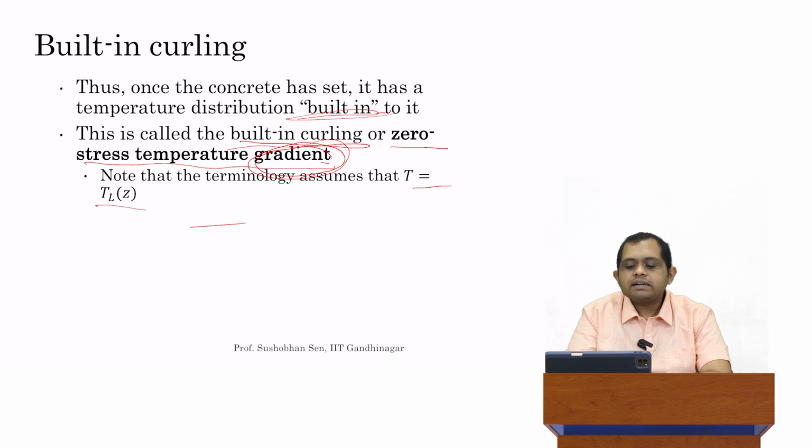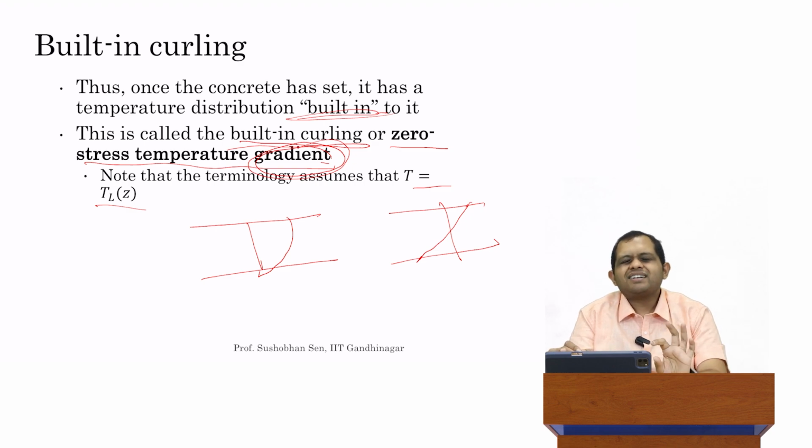So built-in curling is a general term. It means that at an early age, we had some non-linear distribution that was built into the pavement. When we say zero stress temperature gradient, we are assuming that temperature distribution was actually linear. That initial built-in temperature distribution was linear. So there's a subtle difference between the two terms, built-in curling and zero stress temperature gradient. Nonetheless, to speak in general terms, we can just say that these two are more or less equivalent to each other. They're talking about the same phenomenon. They're just characterizing it using slightly different assumptions.